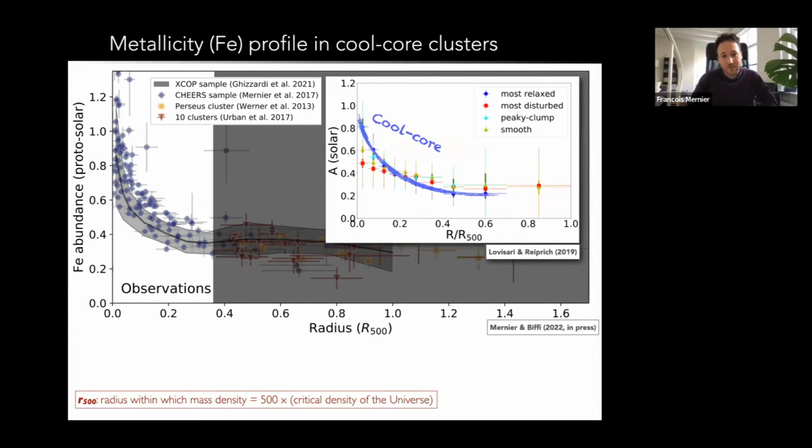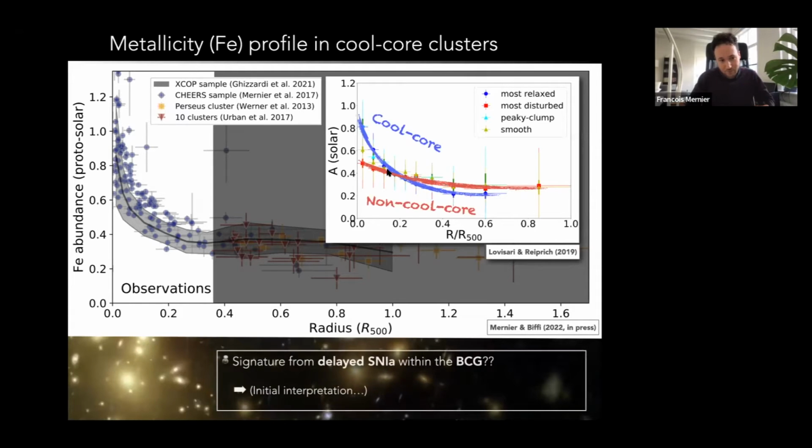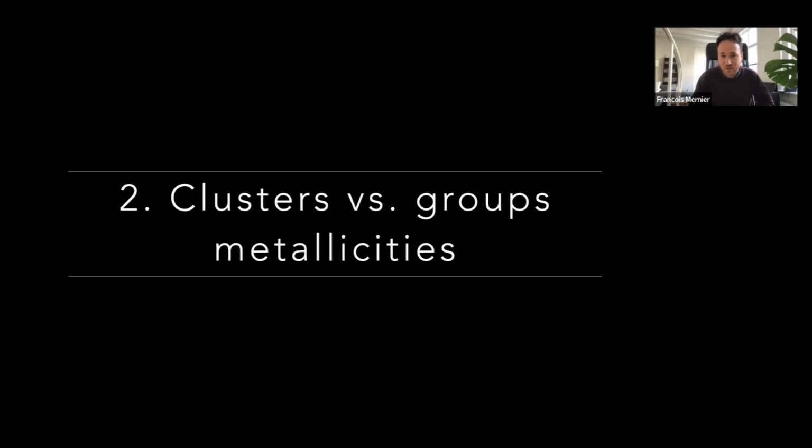And this is something that we find in cool core clusters, as I show you here. But also in non-cool core clusters, this increase is slightly less pronounced. This kind of makes sense at first glance, because in cool core clusters we have this BCG, this huge elliptical galaxy, which of course contains a lot of low mass stars, so presumably a lot of white dwarfs as well. At first, it was interpreted as a sort of delayed enrichment coming from type 1a supernovae, which would make sense. But I'm going to show you that maybe the real interpretation is a bit more complicated than this. I'm going to come back to that in a few slides.